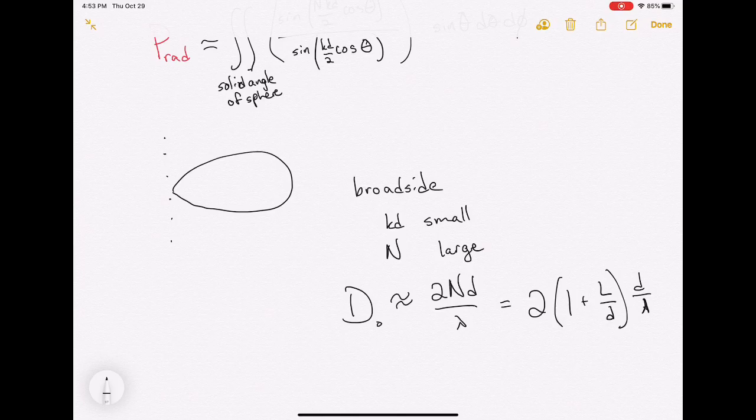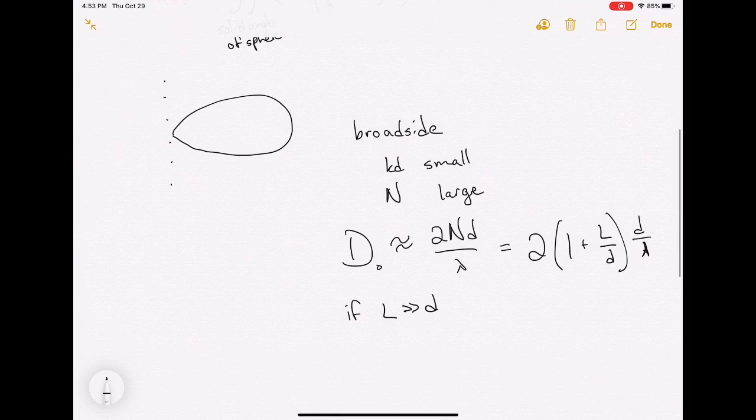And you can approximate that one more time. If the length is much greater than the spacing, then that simplifies to the directivity being approximately equal to 2 times the total length of the array in wavelengths.